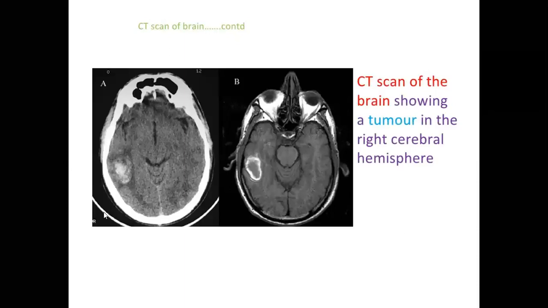Now, other than that, see, this is a tumor in the right cerebral hemisphere. This is a CT scan of the brain. In the CT scan you can make out this is the nasal septum, these are the sinuses of the nose, the eye. Then you have the cerebellum, this is the brain stem, this is the cerebrum. So the tumor can be easily seen in the right cerebral hemisphere.